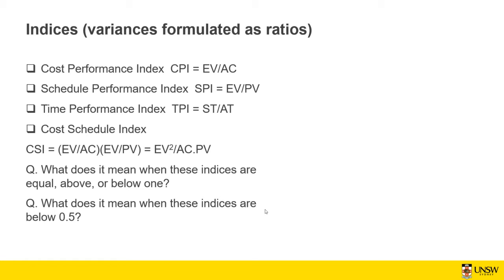Okay, and what does it mean when these indices are below 0.5? It means that you're doing a terrible job as a project manager. You probably need to find a better job because you're highly over budget, you're way over schedule, and things are ugly.